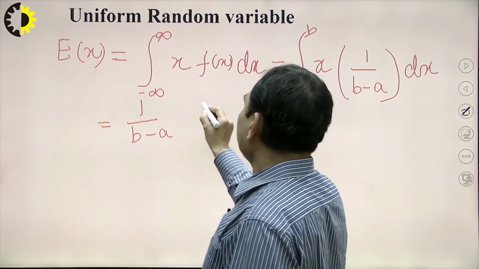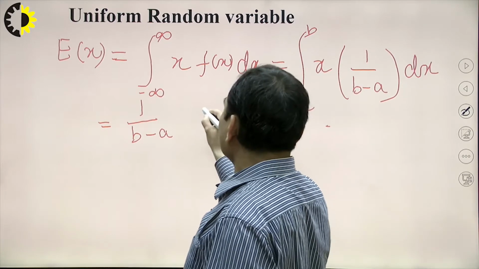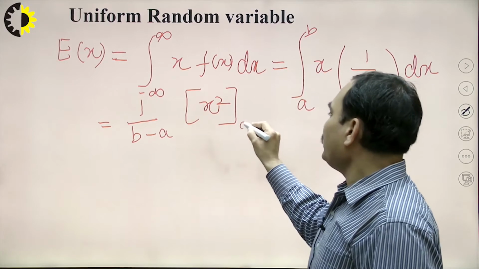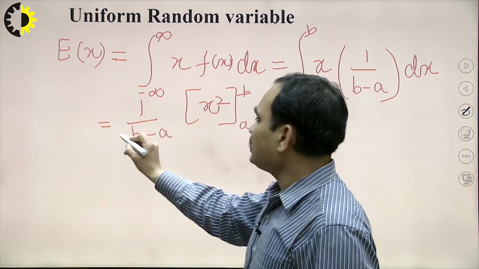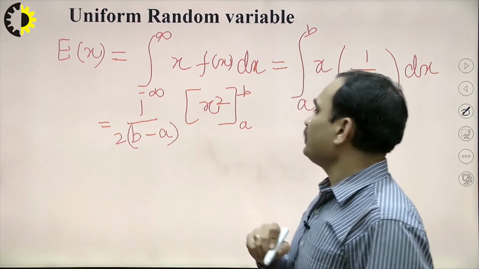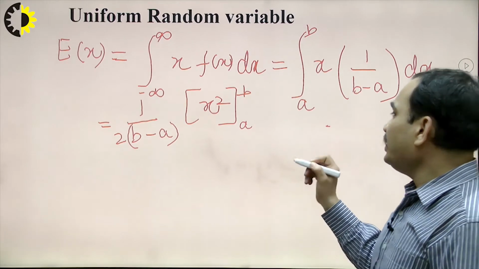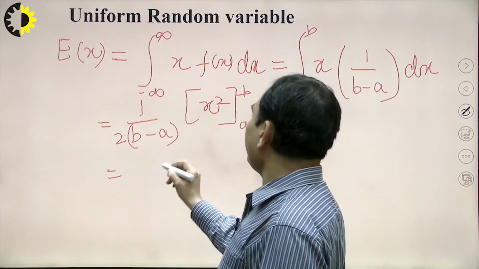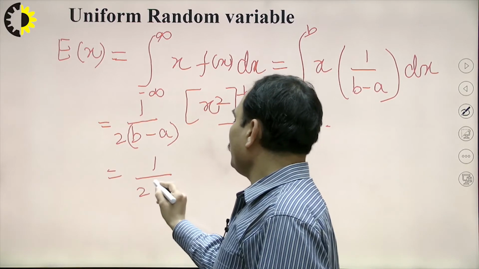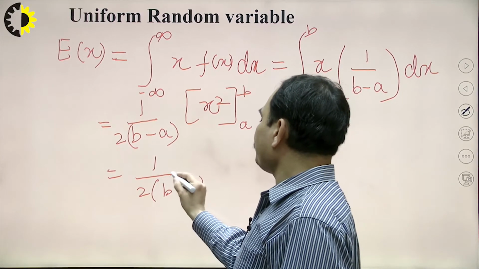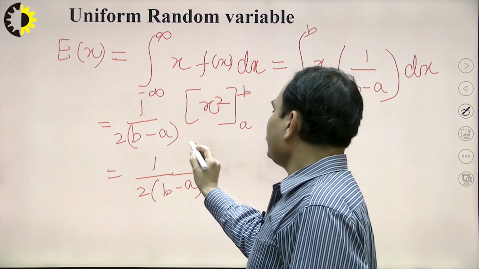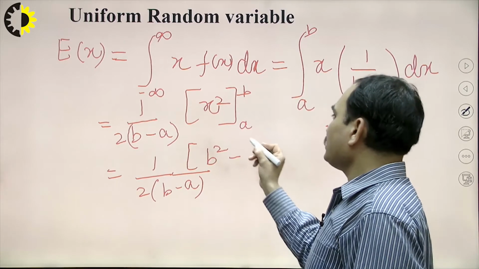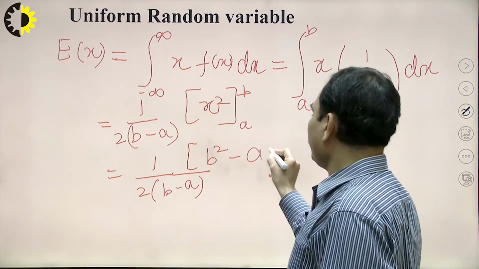so integrating x will give x square by 2. So, we have x square for the lower and upper bound a to b, and 2 is constant, so we are multiplying by 1 upon 2 here. Okay. Now, substituting the limits, what are we getting? While substituting the limits, we are getting 1 upon 2 times (b minus a), and this is b square for the upper limit minus the lower limit, substituting the lower limit, a square.